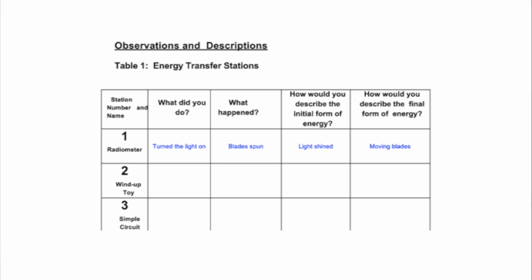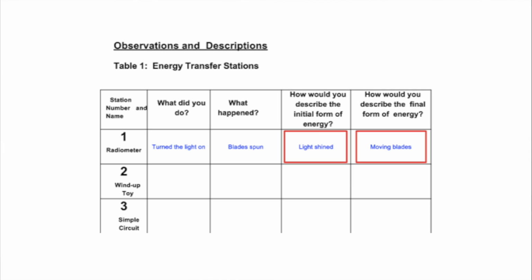In the first blank column, I recorded what I did: turned light on. In the second blank column, I recorded what happened: blade spun. The third and fourth columns ask us to record the initial and final forms of energy.